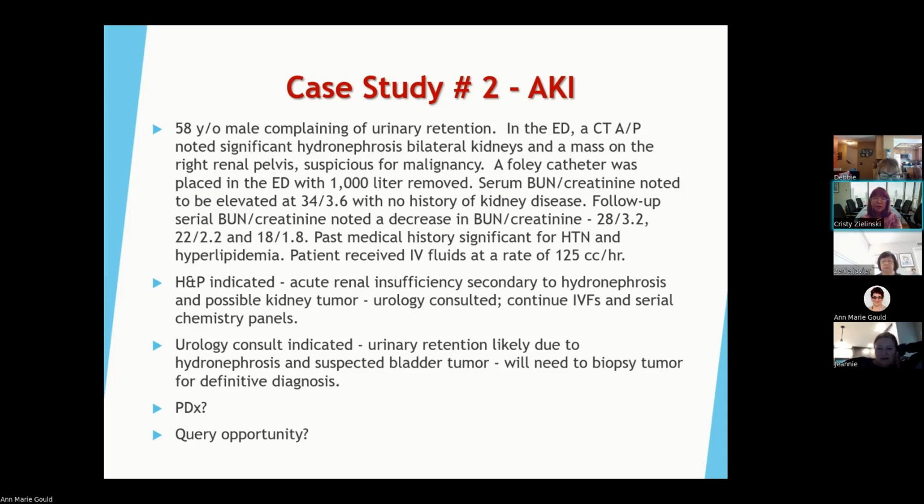Urology was consulted; continue IV fluids and serial chemistry panels. The urology consult indicated urinary retention likely due to hydronephrosis and suspected bladder tumor. We'll need to biopsy the tumor for a definite diagnosis. What is your PDX here?